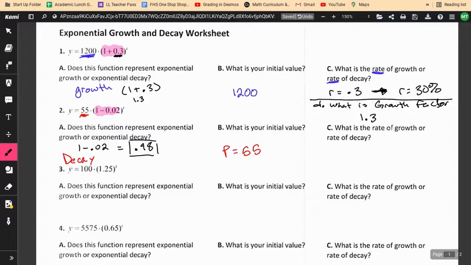And then what is the rate of growth or the rate of decay? In this case, we have a rate of decay. The rate is simply the 0.02. So R is equal to 0.02. If I want to write it as a percentage, R is equal to 2%. And we can say decrease here. I forgot to mention that earlier. A decrease is just a decay, right? It's a 2% decrease. If I came back up to question 1, we could say that this is a 30% increase because it would be a growth.